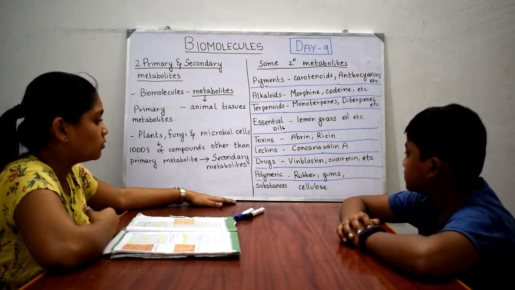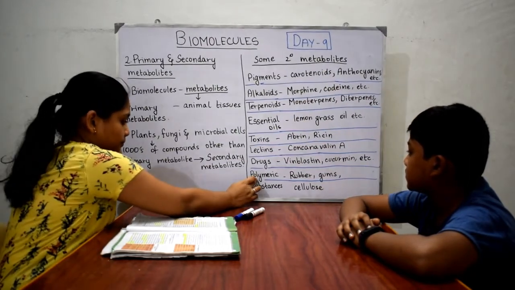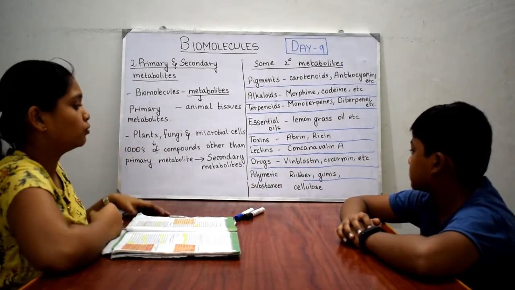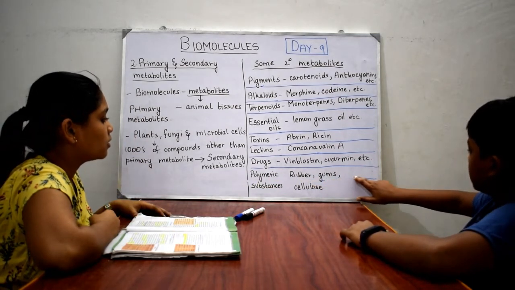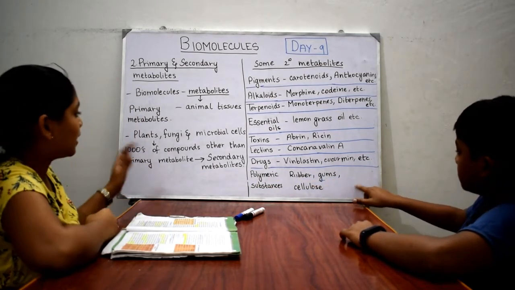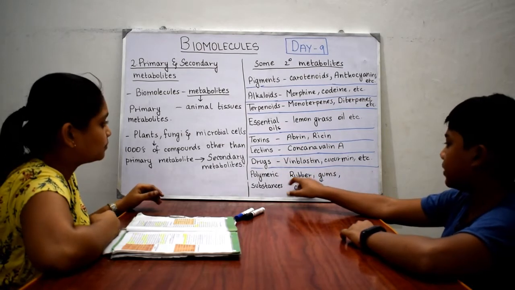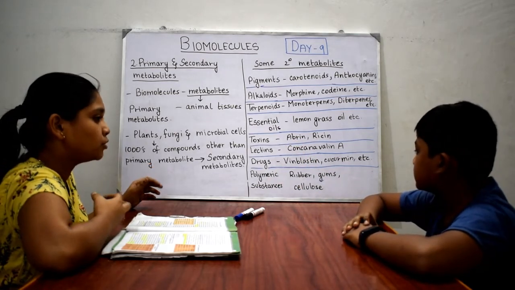And polymeric substances like rubber, gums, cellulose. These are produced by plants, fungi and microbes. Rubber we get from plant gums. So these have various uses.